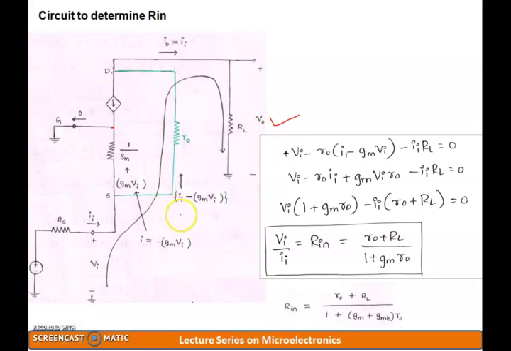Now a few things I need to mention over here. Since I have used the T equivalent model, in order to obtain the different parameters of this common gate amplifier configuration, like input resistance, output resistance, and the gain, I need to follow a certain pattern.